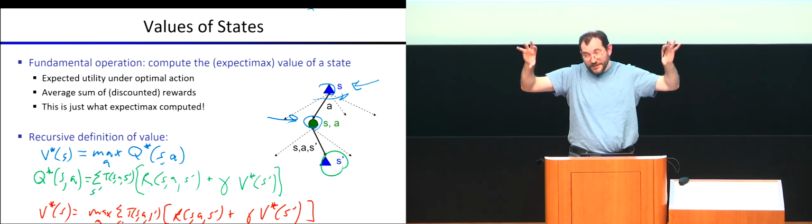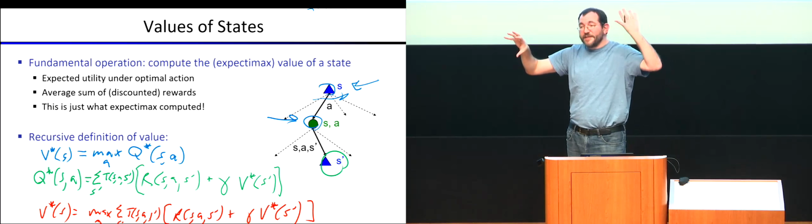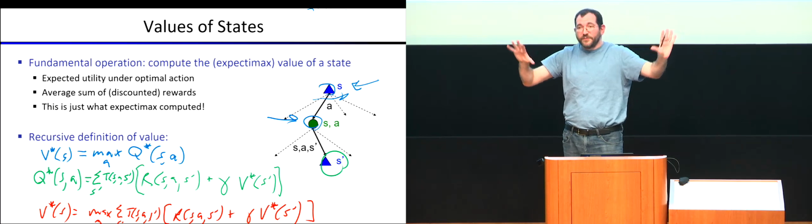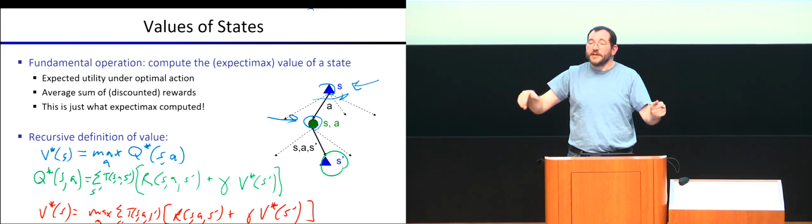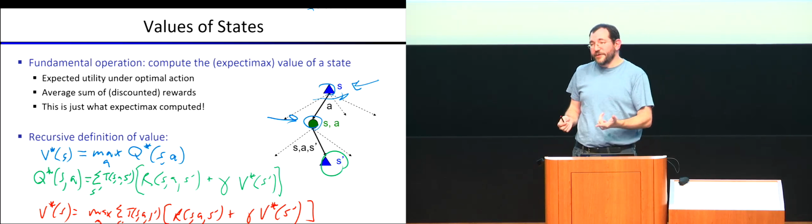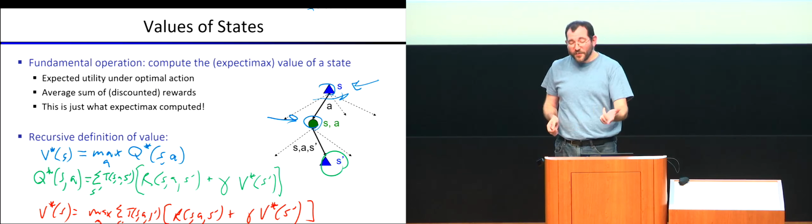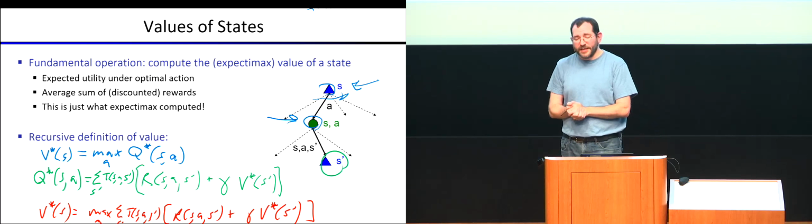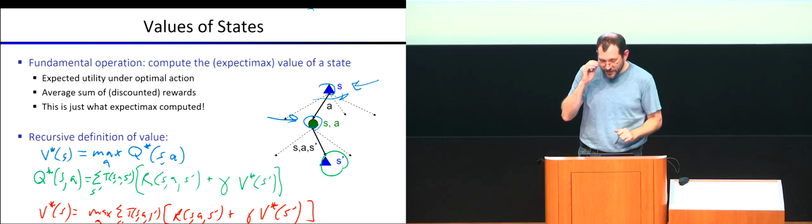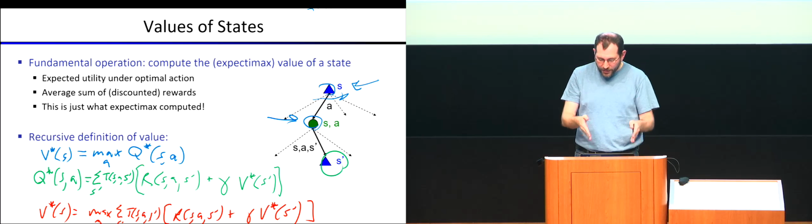This defines a system of equations that relate V star of states to V stars of other states. And you look at that and you say, how does that help me? Because now I've written something I don't know in terms of something else I don't know. Moreover, because of that max, this is not a linear system of equations, so you can't just invert some matrix or something like that. So we're going to talk about how to solve these equations, but this is the core system of equations.